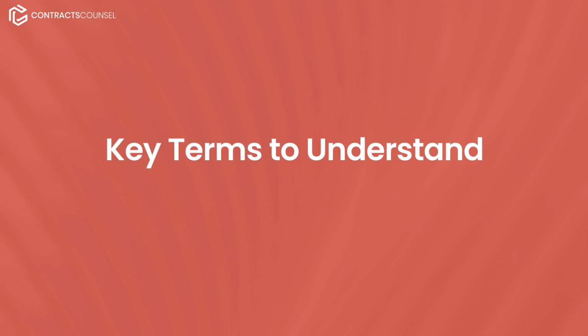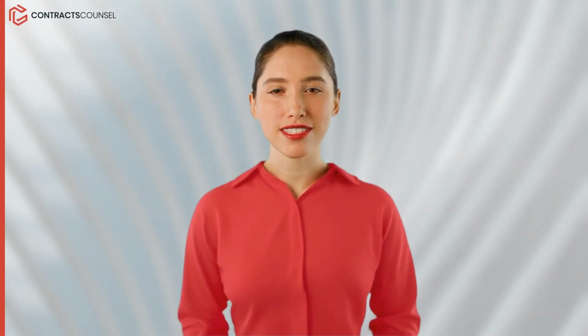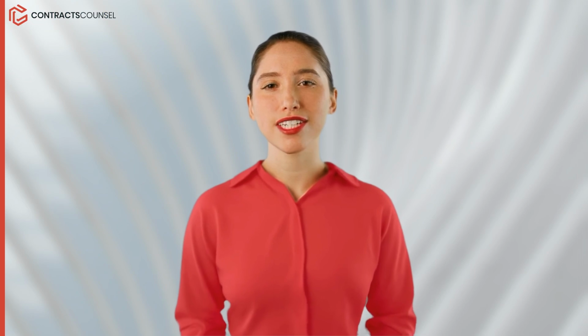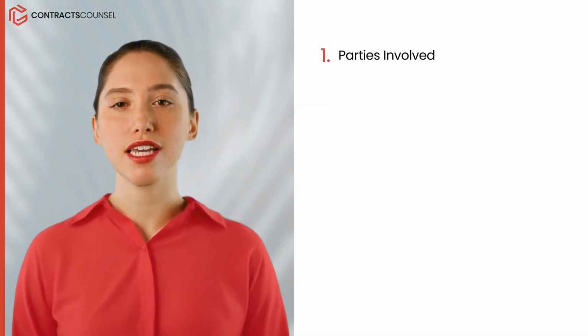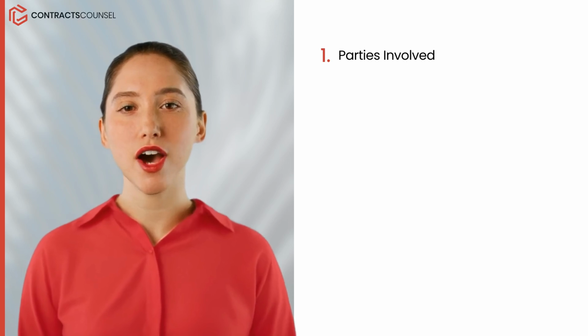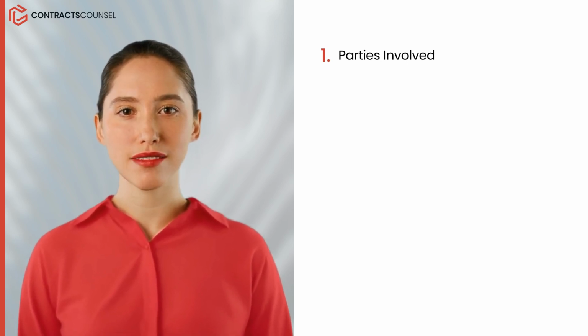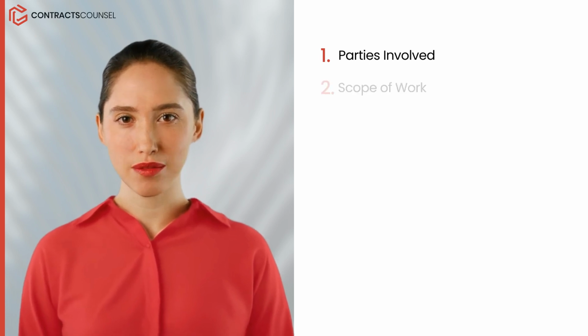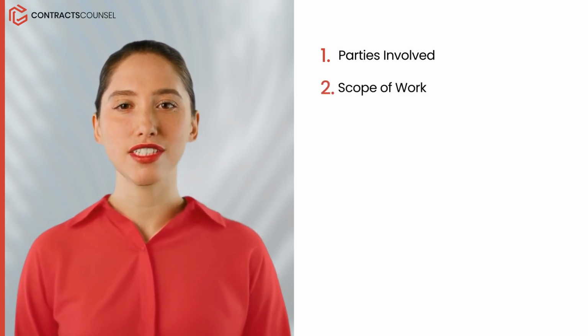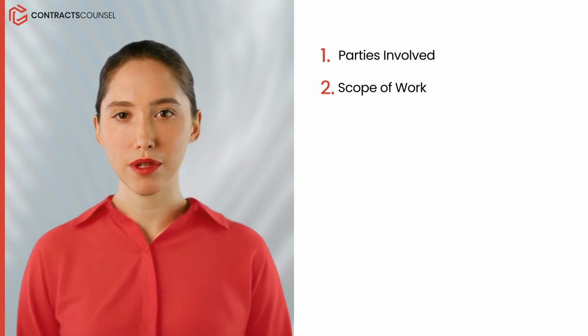Key terms to understand. Freelance contracts contain many important terms that you should understand. Here are some key terms to look for. 1. Parties involved. Ensure that the legal names and details of all parties involved are correctly stated. If there are two businesses in the transaction, make sure the full legal names of the businesses are used. 2. Scope of work. Find the section that clearly outlines the services to be provided, including timelines and milestones. Make sure these match previous discussions.